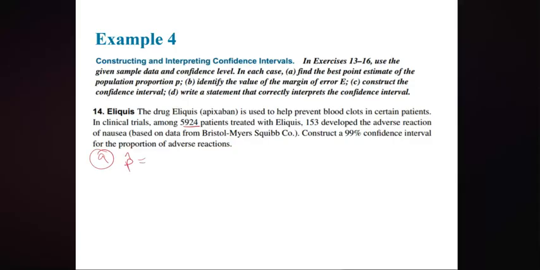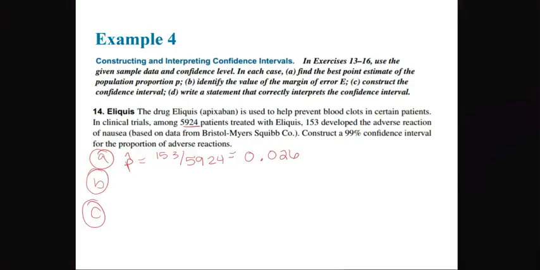So we need to find the proportion. So we know that 153 out of 5,924. So that equals about 0.026, and that is our p-hat. All right, let's carry on. They want us to find the margin of error.